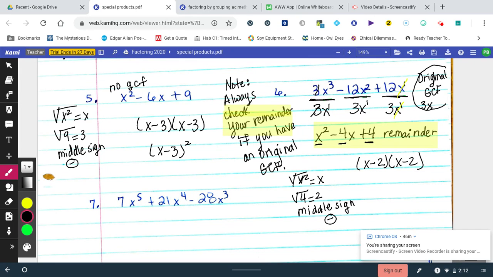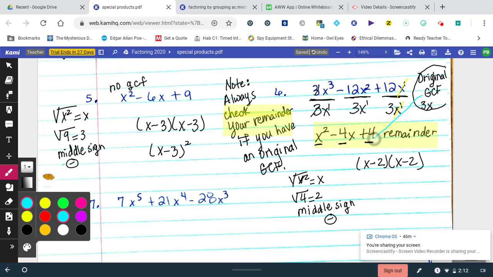But what do you always do with the original GCF? Okay, so the original GCF has to sit in the front. So you're going to bring that all the way down. So this is going to be 3x times x minus 2 times x minus 2. Or you can write this as 3x times x minus 2 to the second power.